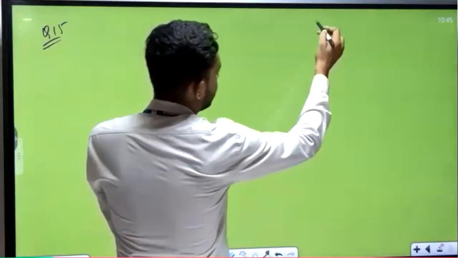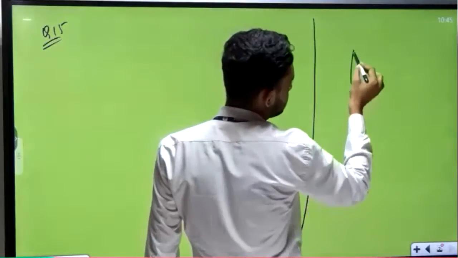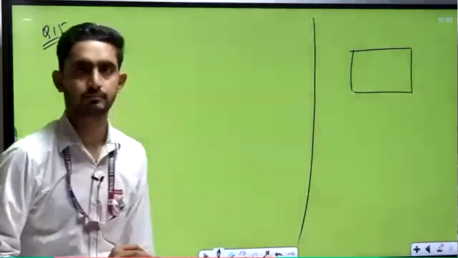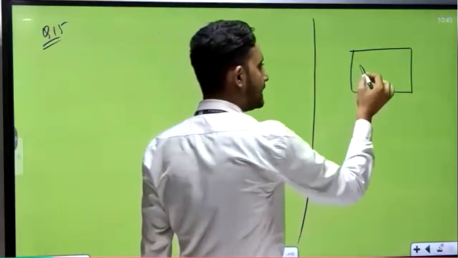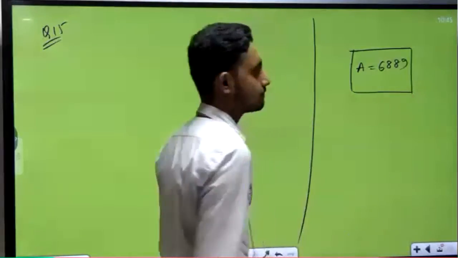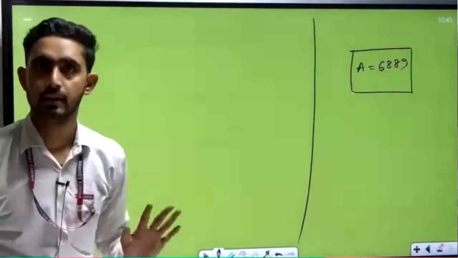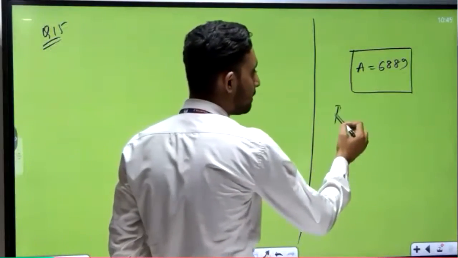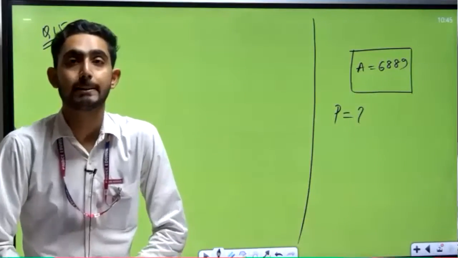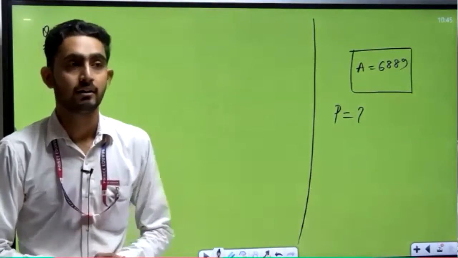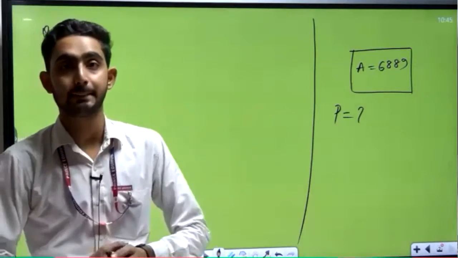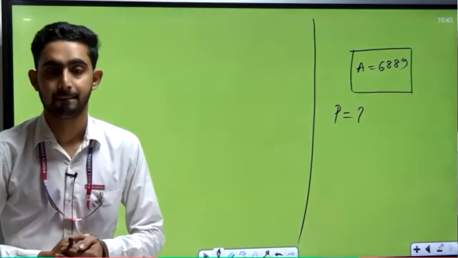So roughly I am drawing here, try to understand, this is a square. In this square the area is given, that is how many? 6889. Here is the area, and we have to find out the perimeter. Anyone know what is the formula of the perimeter of a square? Anyone know the formula of perimeter of a square? Don't know anyone?